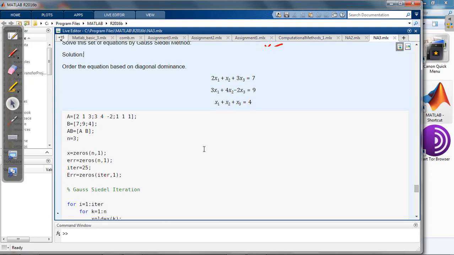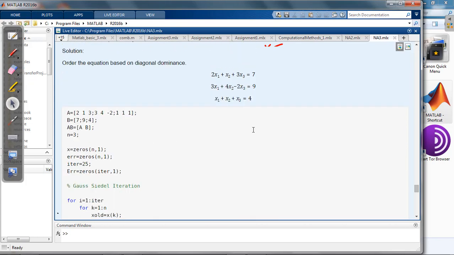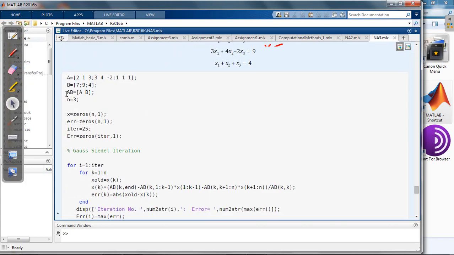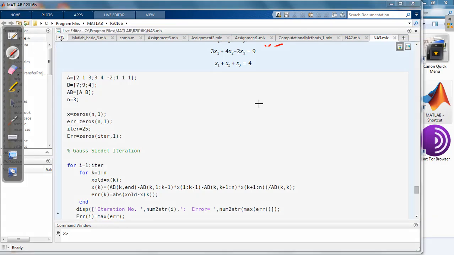So the first step is that you order the equations according to diagonal dominance as much as possible. After that, you create the coefficient matrix, write the B matrix, and create the augmented matrix. Then you initialize x as zeros, that is the initial case you consider. You initialize the error and specify the number of iterations. Let us see what the result will be after 25 iterations.